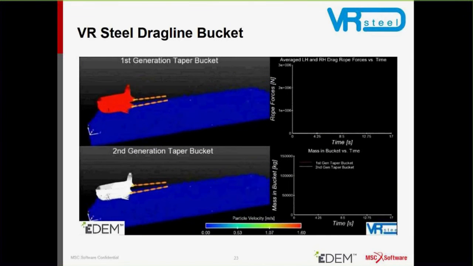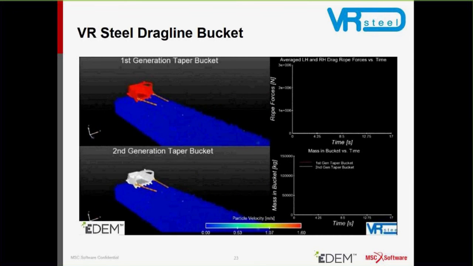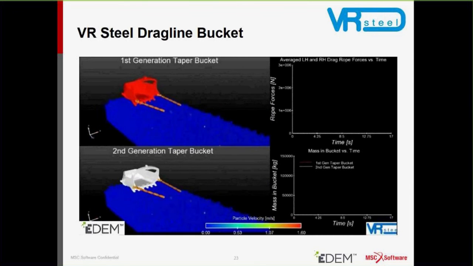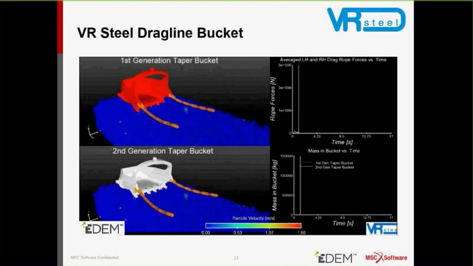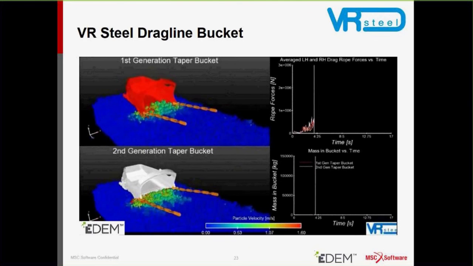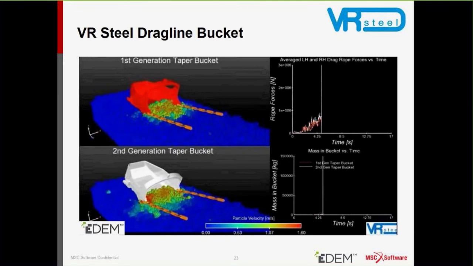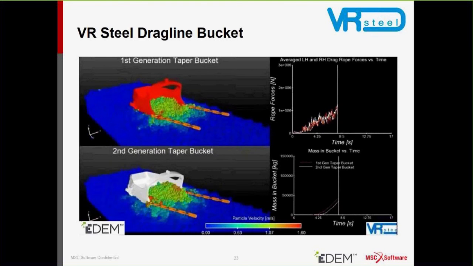In order to achieve their goals, VR Steel made use of EDEM and Adams in order to assess potential designs. In the video shown here, we're seeing a comparison of two of their designs. The one on the top is VR Steel's Generation 1 bucket, and the one in white on the bottom is their new second generation bucket that they developed using the co-simulation method.